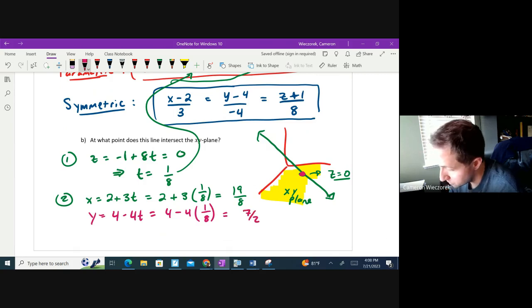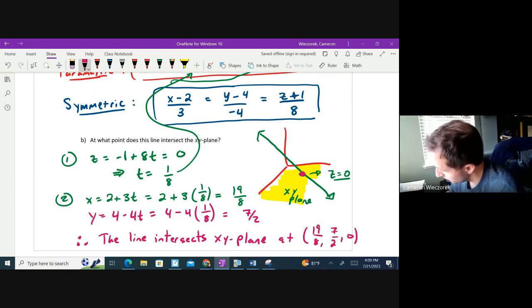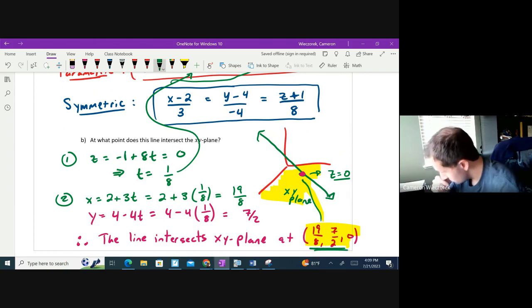And we know that z is 0. So therefore, the line intersects the xy plane at the point 19/8, 7/2, comma, don't forget the third coordinate, which is 0. Okay. And that would be this little point right here. Okay.